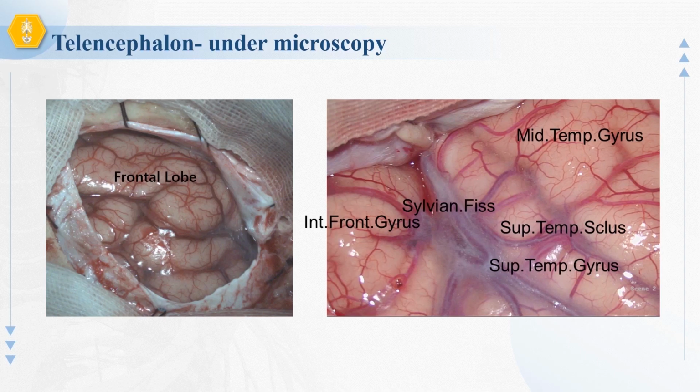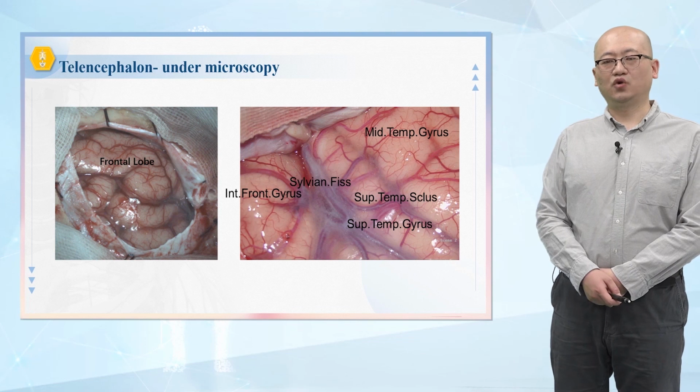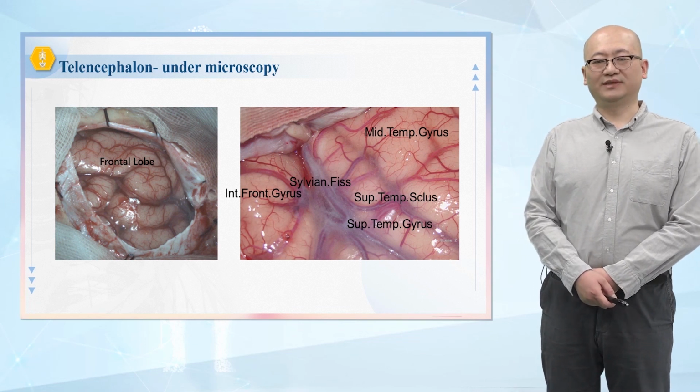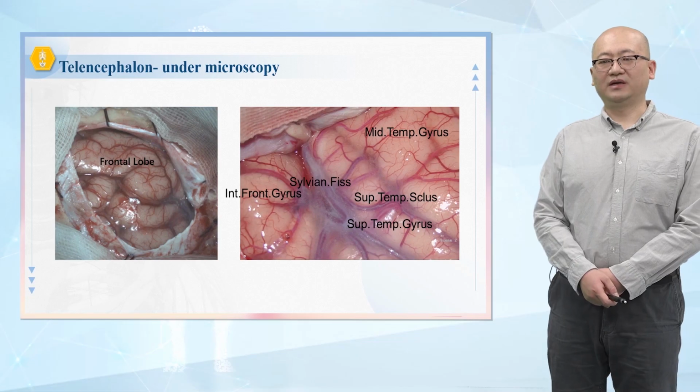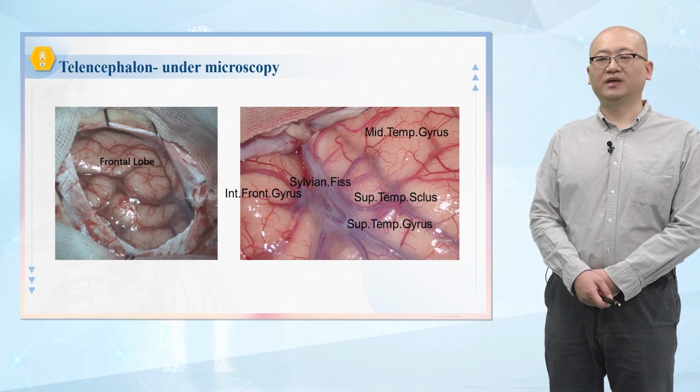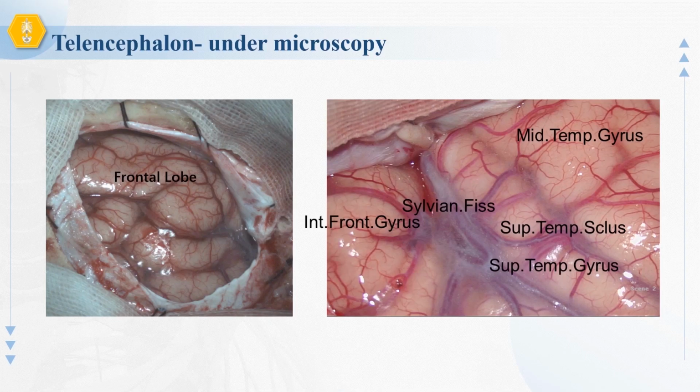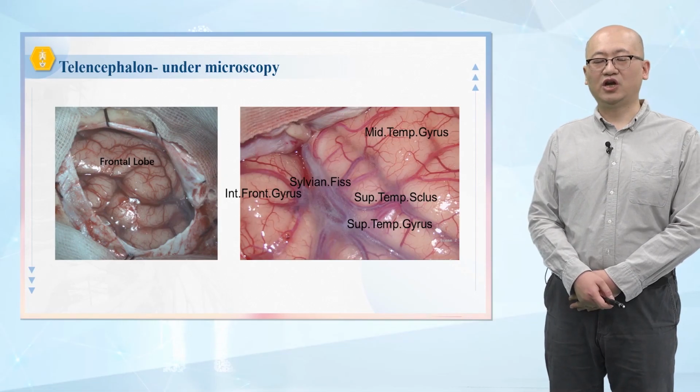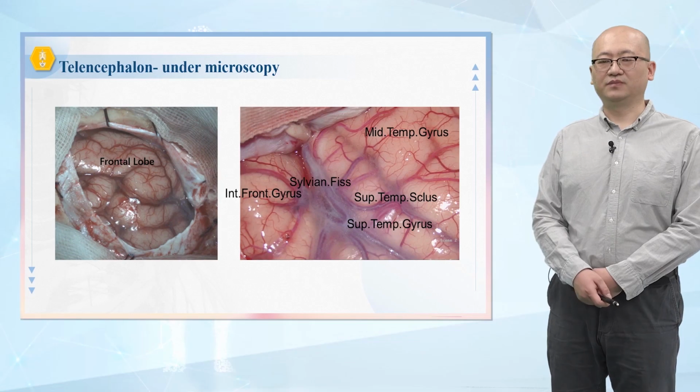When we do our neurosurgery, we always try to protect the normal brain tissues. In the right pictures, we can see the frontal lobe, and in the left pictures, we can see the frontal lobe and the temporal lobe. On the surface of the brain, we can see some vessels, the Sylvian fissure, and the gyri, and the sulcus separates the different gyri.